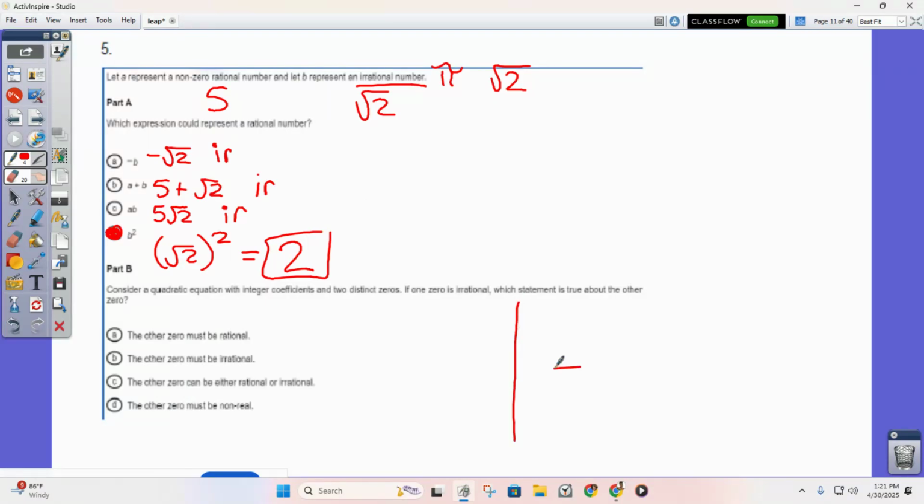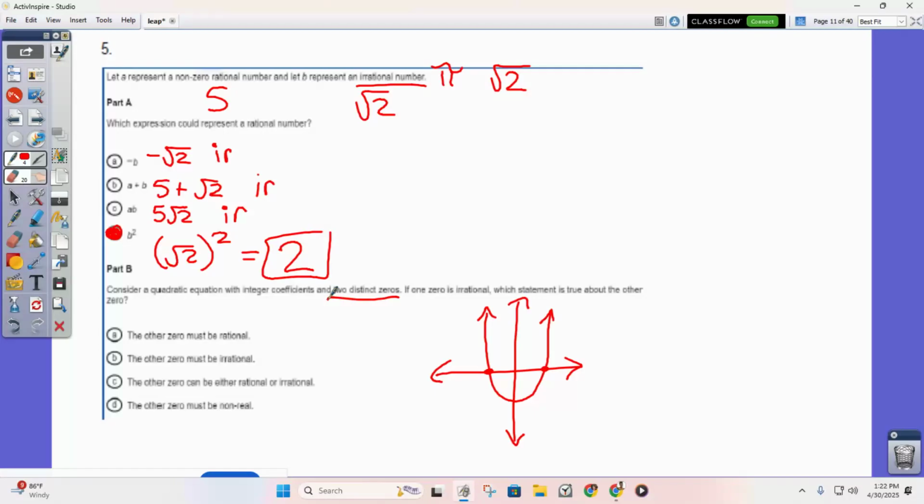We were looking at a quadratic. Remember, a quadratic forms a parabola. It looks like this, okay? And remember, we had 2 solutions, 2 distinct zeros. The zeros are the solutions. It's when the function value is 0, the y value is 0.